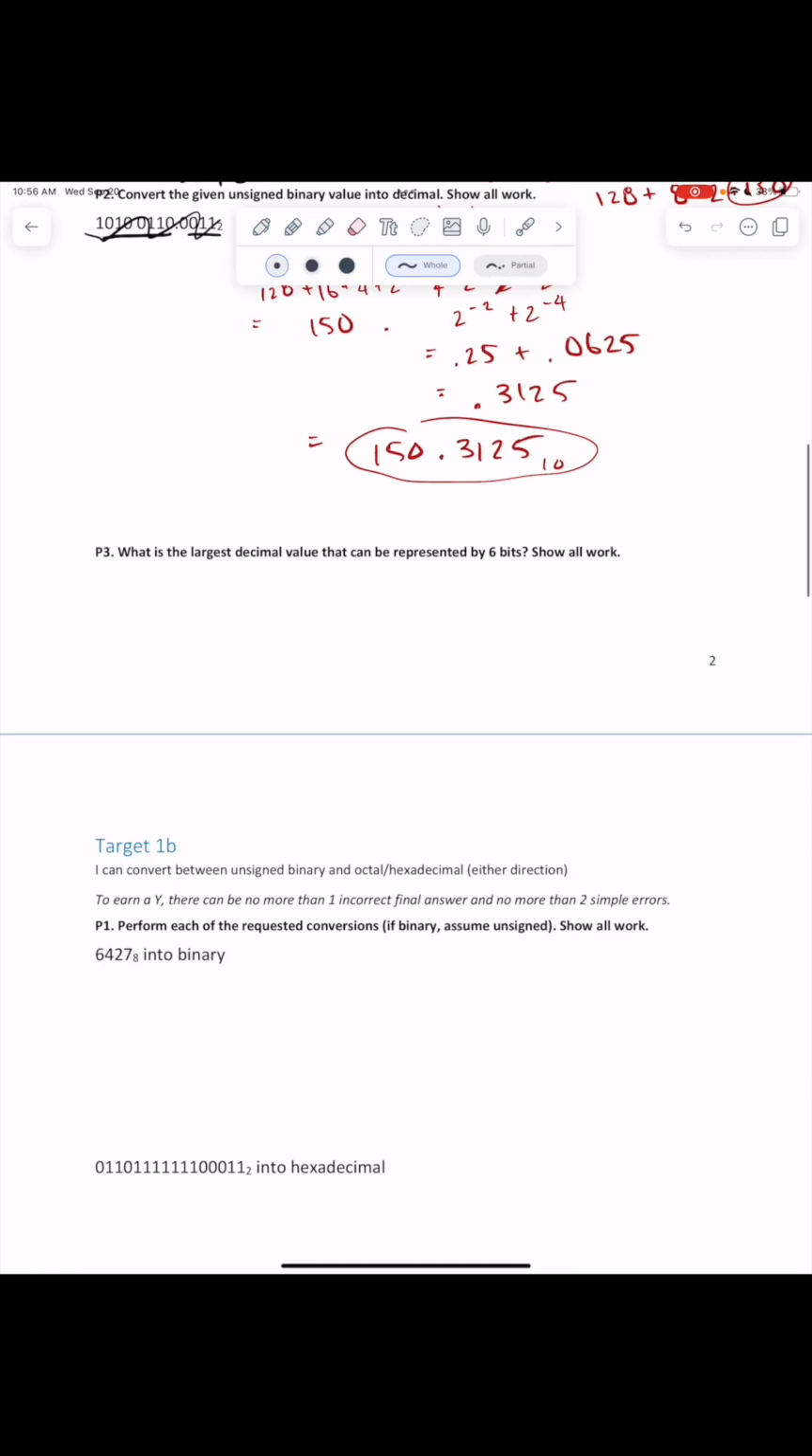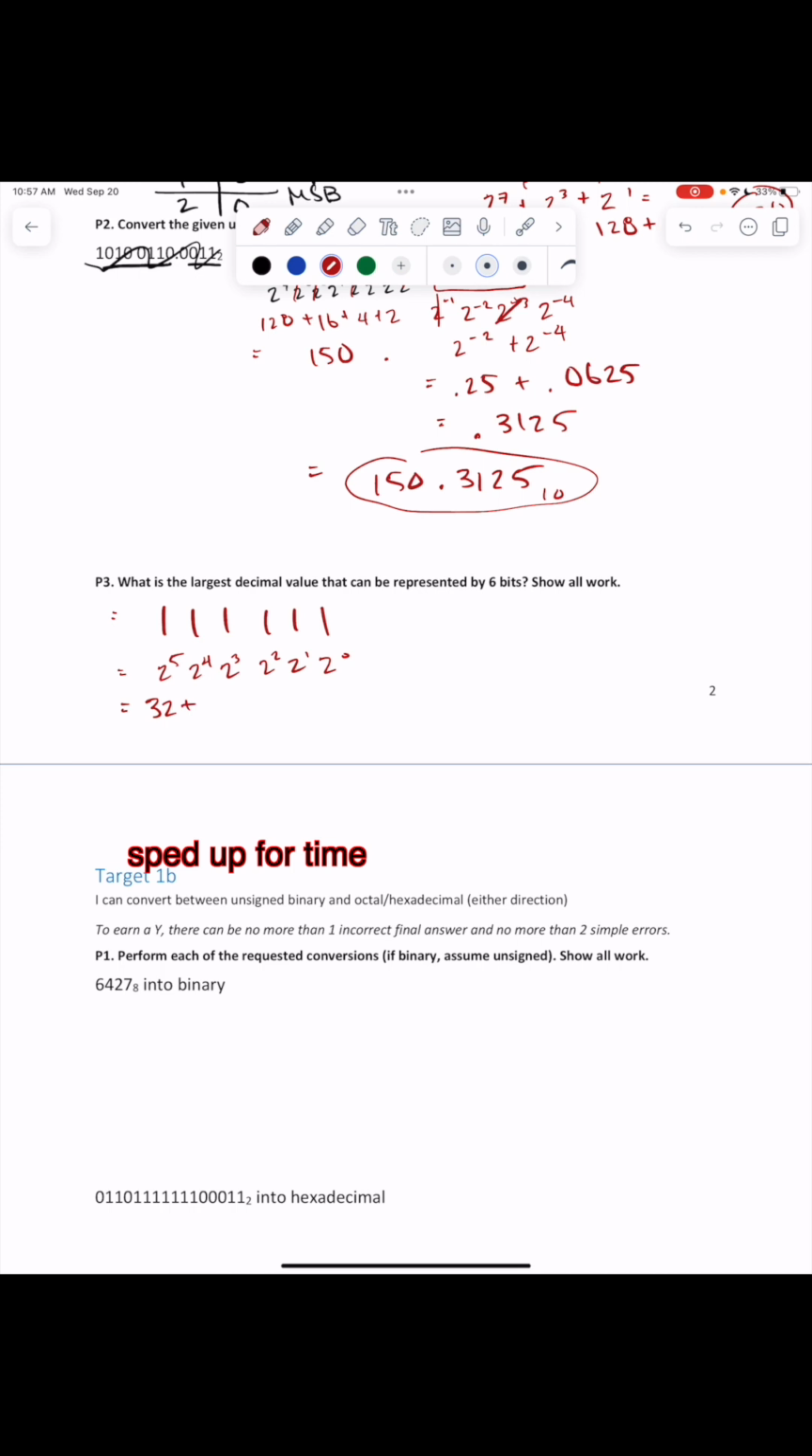Moving on to P3 here, what is the largest decimal value that can be represented by 6 bits? Well, we know that a binary digit is a bit, and it's 1 or a 0, so the high would be the upper value. Let's go 1, 2, 3, 4, 5, 6. Now let's convert that into decimal with the weighted base method. That equals 32 plus 16 plus 8 plus 4 plus 2 plus 1, which is 63.